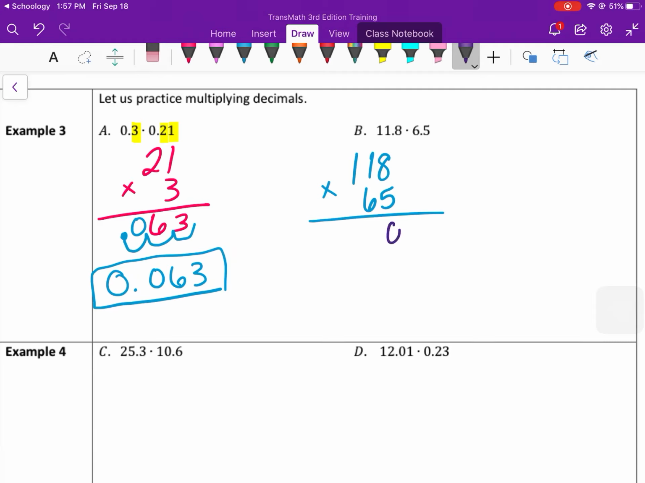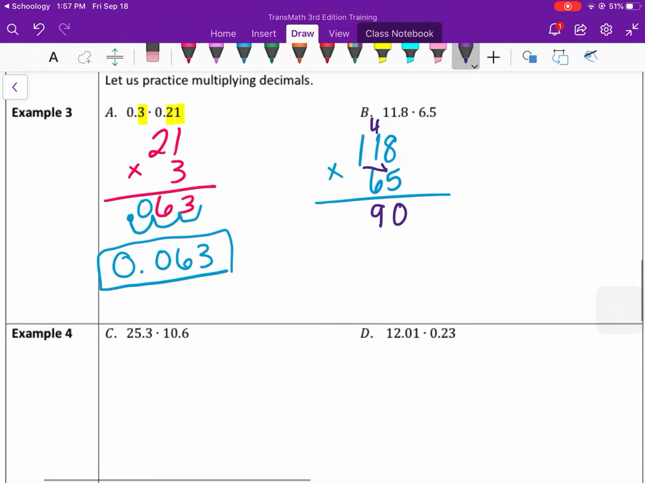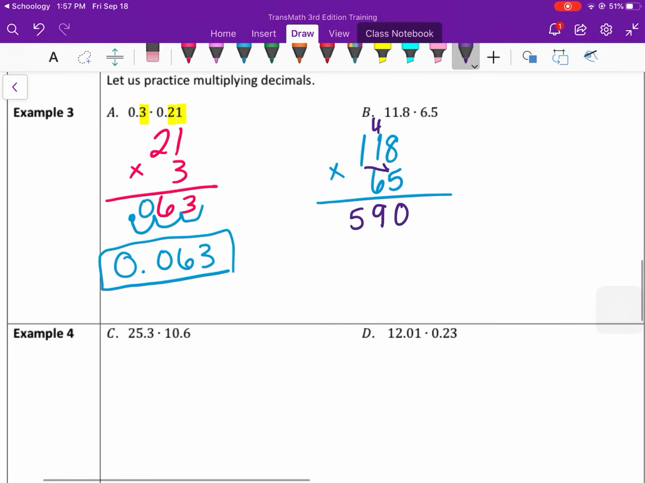So 5 times 8 is 40, carry the 4. 5 times 1 is 5, plus 4 is 9, and then 5 times 1 is 5.